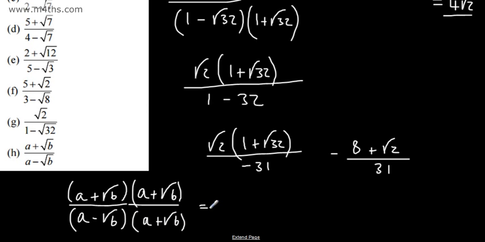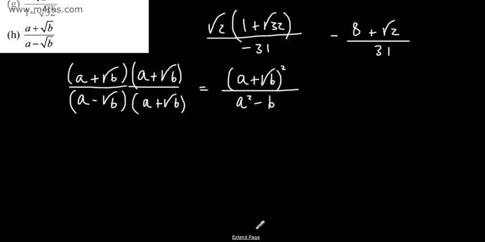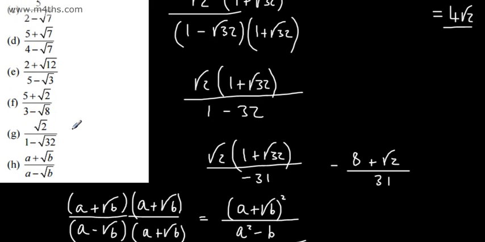We saw something similar to this in a previous video. I'm not going to expand this. I'm simply going to write this now as a plus the root of b squared. So all we're doing is squaring this, as we've got two of them multiplied. We're going to have here a squared minus b. And again, we've seen this before. It's this number squared minus this number squared. So a squared minus b. And that's how I'd leave that one. That's very, very neat.